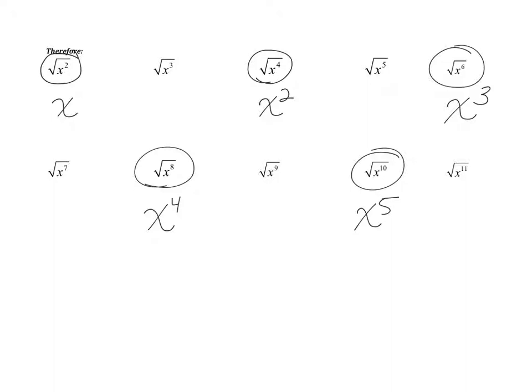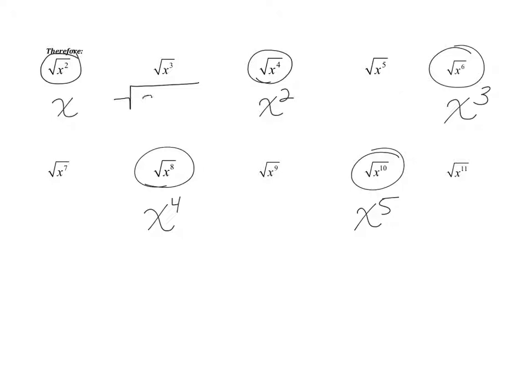Now, however, that doesn't work for odds, right? So we got to think through, how do we get these odd numbers? So let's take a look at x to the third, right? Think about, well, what perfect square goes into x to the third? Well, we just determined x to the second is a perfect square, right?